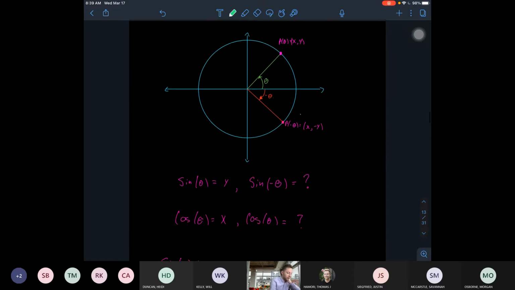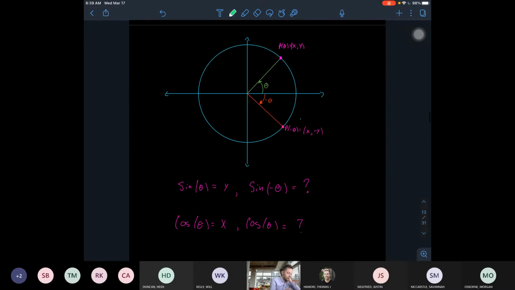Okay, and now we're going to consider whether the functions sine theta and cosine theta are even or odd. And it turns out that they're going to be nicely even or odd. We're not going to be in a neither situation. So let's check. The way I'm going to check this is by just recalling what sine and cosine are by definition.